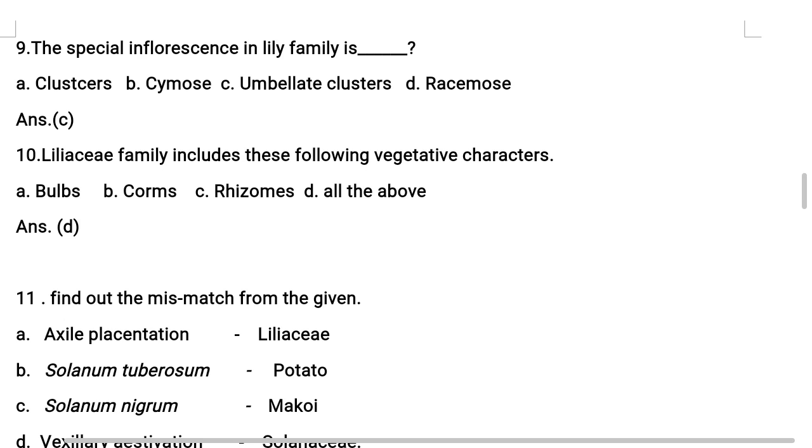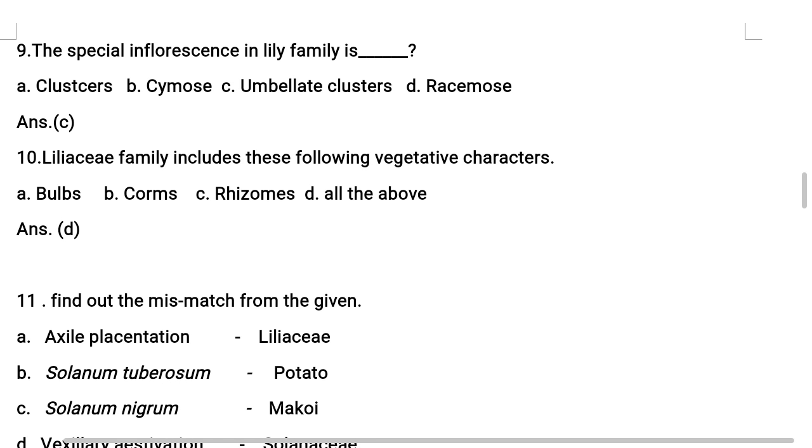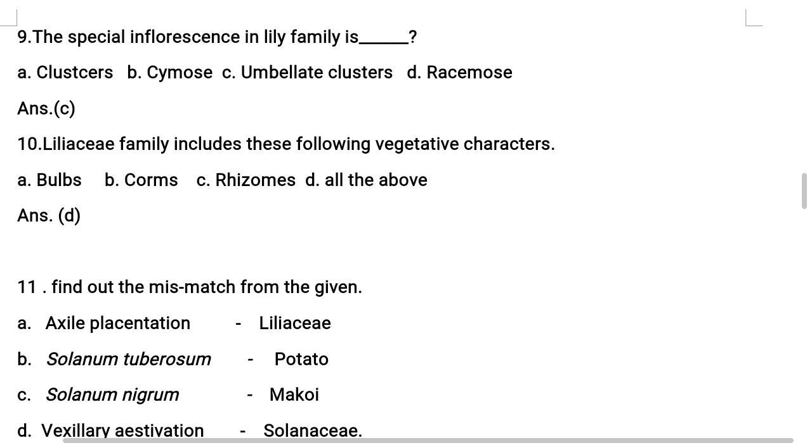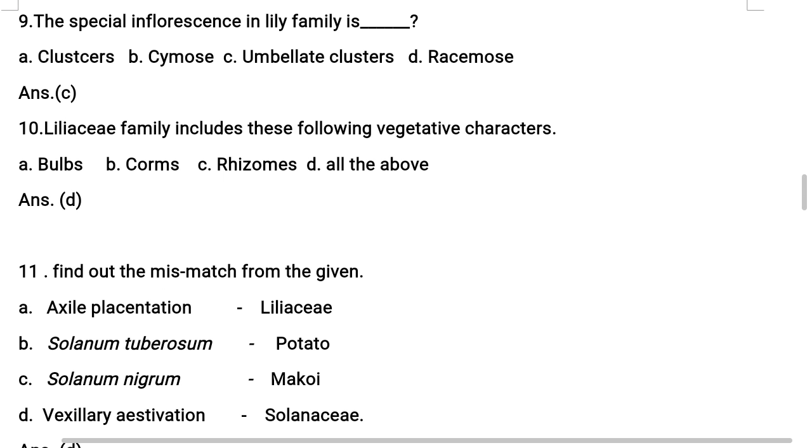So there is a special type of inflorescence in Liliaceae family. It is nothing but called as umbellate clusters. Option C. All the flowers in plants like lilies and onion, scientific name Allium cepa, are present as an umbellate cluster, as one group. Cluster means group. The group appears just like an umbrella. So that type of arrangement of flowers is popularly called as umbellate clusters. Can be seen in Liliaceae family. Understood this explanation? Okay, moving to 10th question.